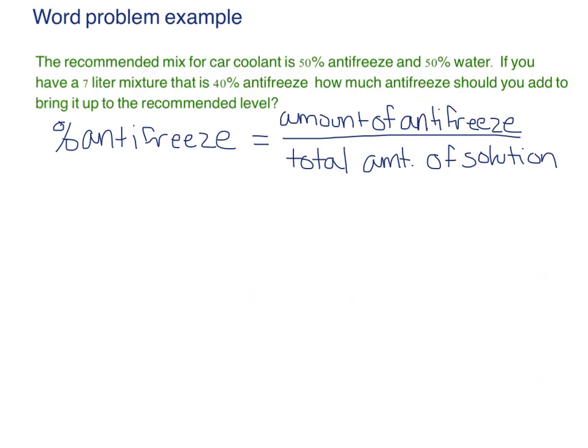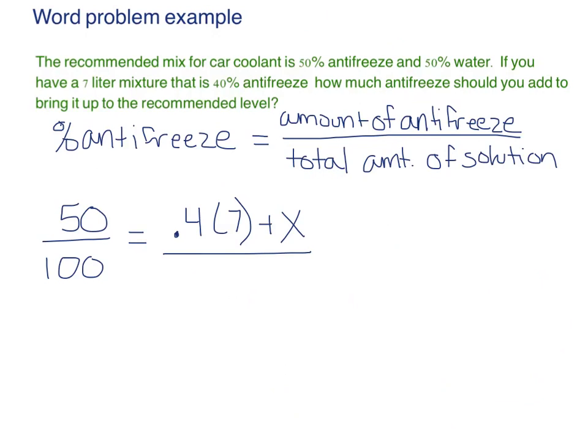So let's let x be the amount of antifreeze that we're going to add. I want 50%, so 50 out of 100 equals. Now I had 40% of 7 liters, 0.4 times 7. That's how much antifreeze was in there. And I'm going to add some, right? So plus x. Divided by, and then my total amount of solution, it was 7 liters, but however much antifreeze I add adds to the total volume as well. So plus x on the bottom there as well.